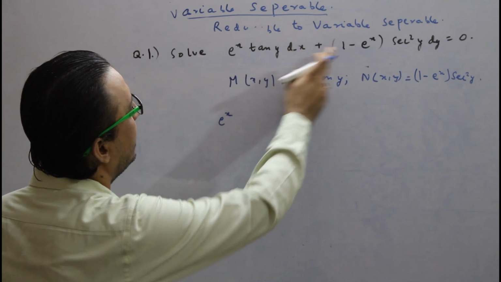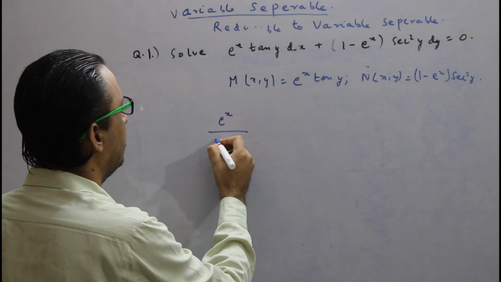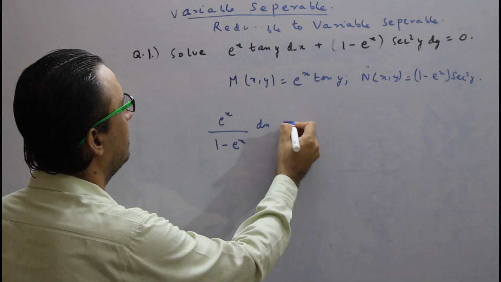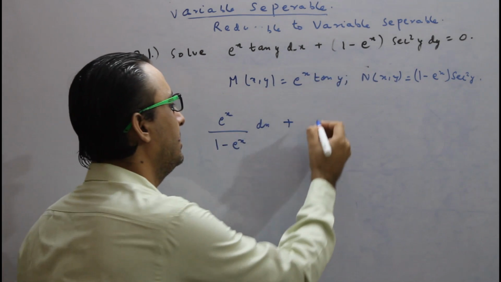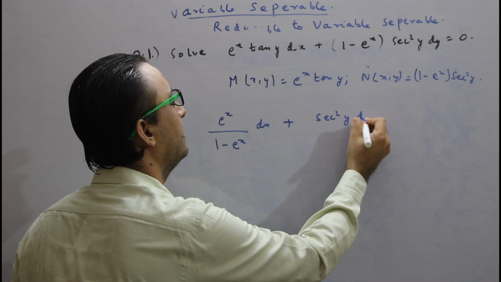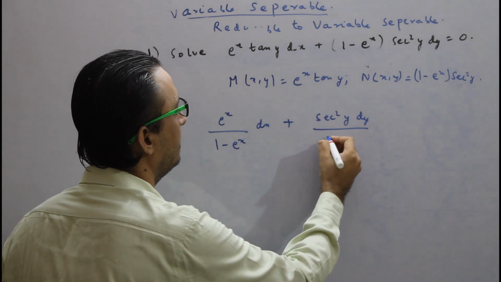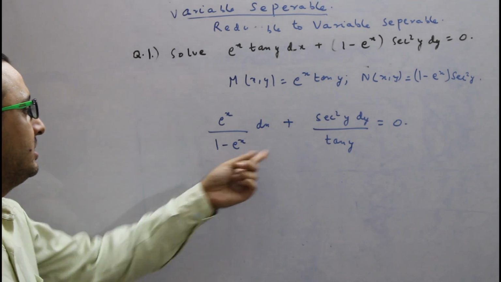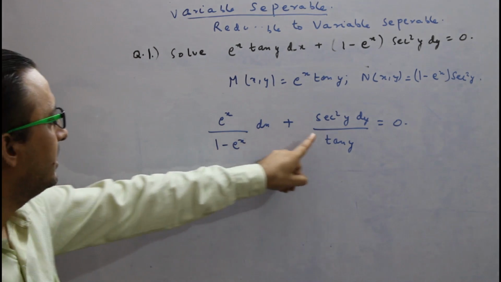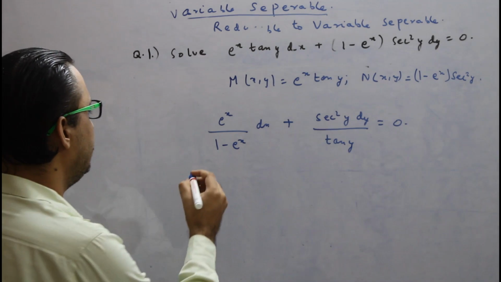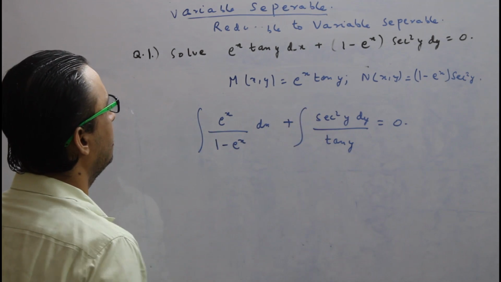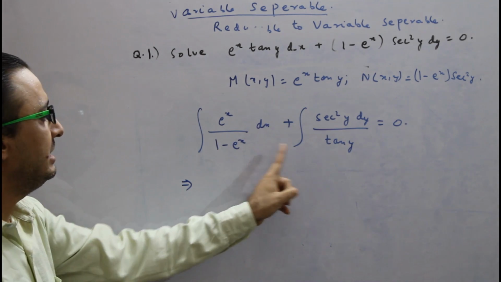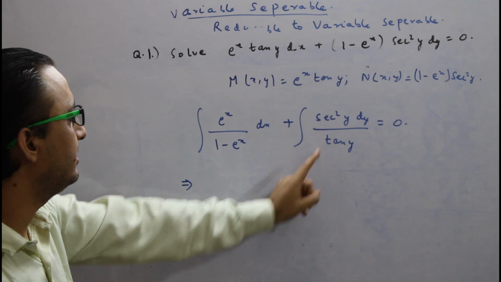So if I do so, e to the power x, and if I take this on this side, this becomes 1 by e to the power minus x dx plus, here it is sec square y dy divided by tan of y. So we are successful in separating x terms and y terms. Now we will integrate on both sides. So here we have to integrate both integrals separately.